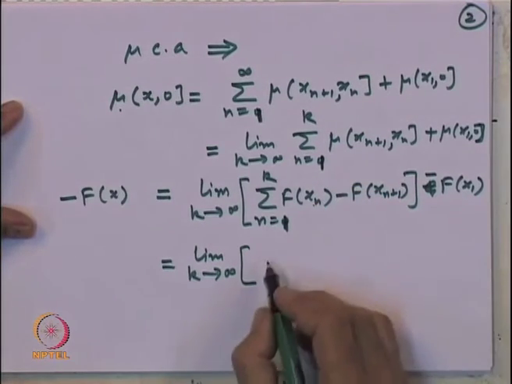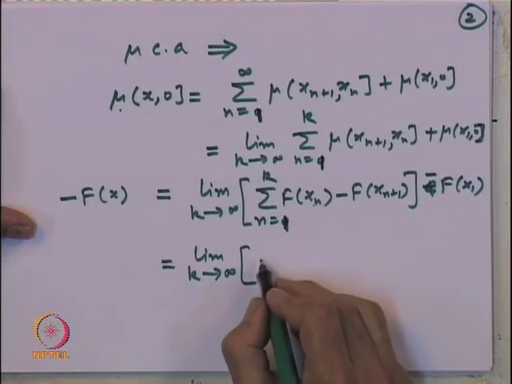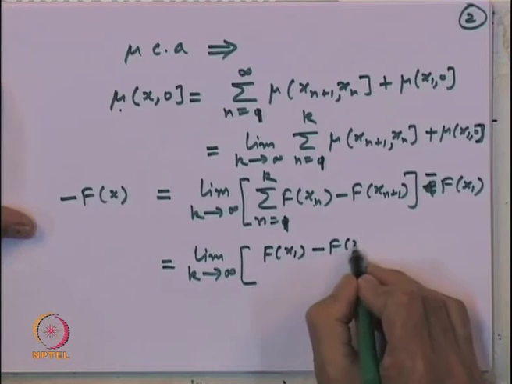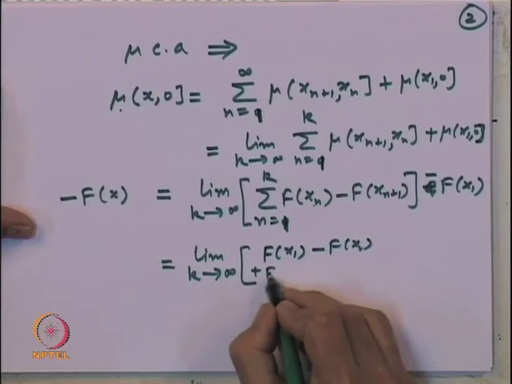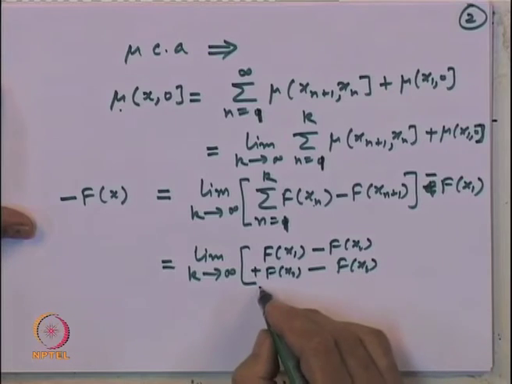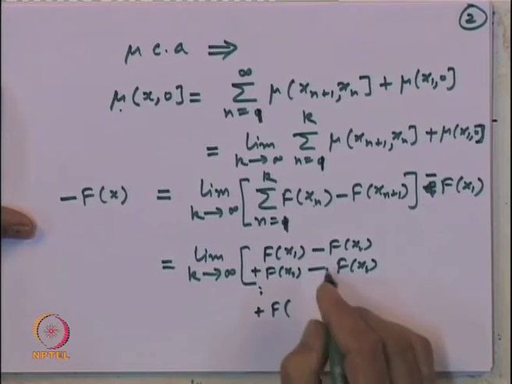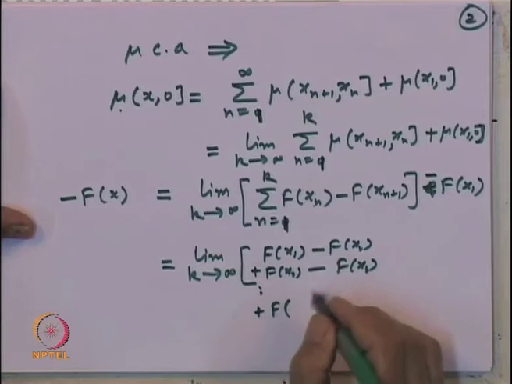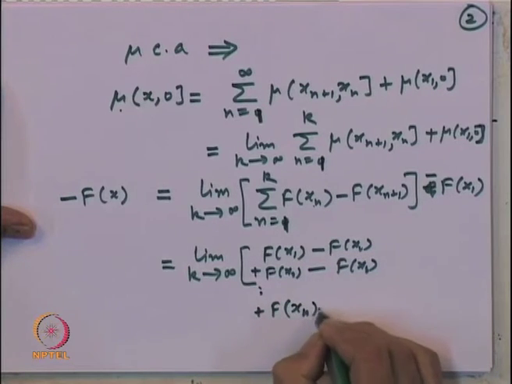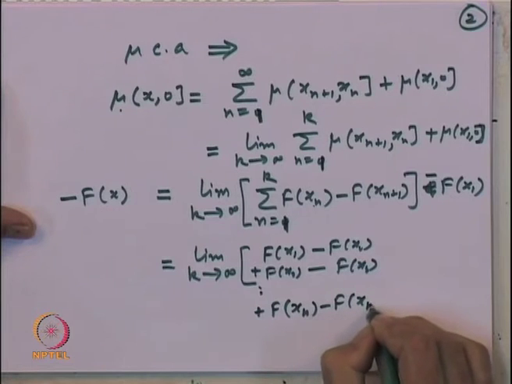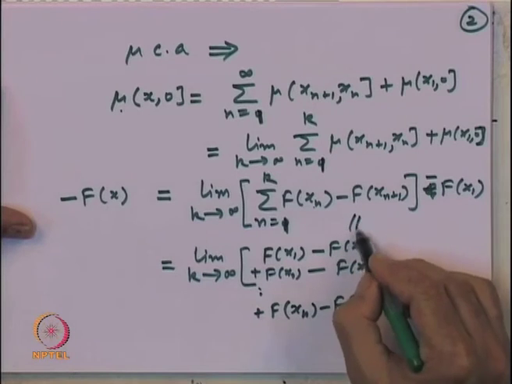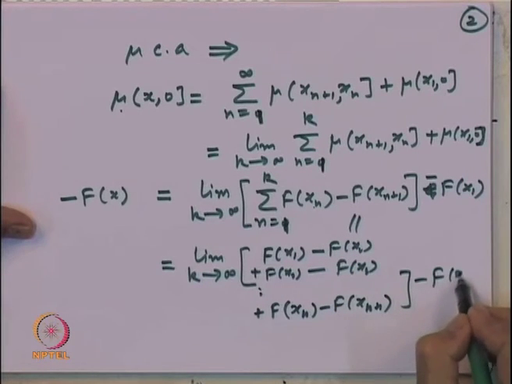So, what is this sum? For n equal to 1, that gives you f of x_1 minus f of x_2, plus f of x_2 minus f of x_3, and so on, plus, for n equal to k, f of x_k minus f of x_{k+1}. And now, that is this sum, and then minus f of x_1.